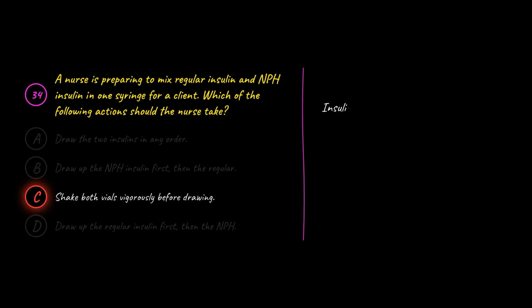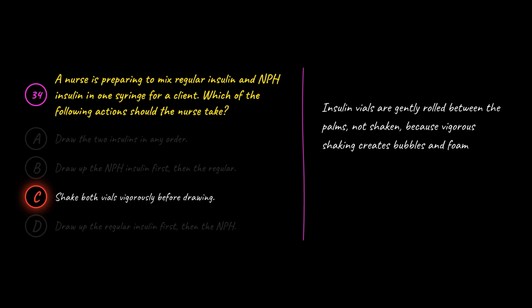C is wrong because insulin vials are gently rolled between the palms, not shaken, because vigorous shaking creates bubbles and foam. Shaking does not address the mixing order at all and can interfere with drawing up an accurate dose.